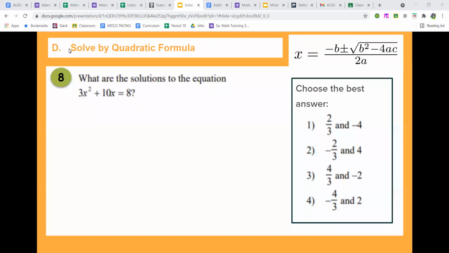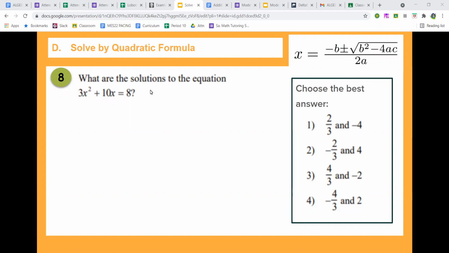For problem number 8, we're going to be solving using the quadratic formula. The quadratic formula is provided to you on the Regents exam. It is on a formula sheet, usually attached to the last page of the workbook that you're given to complete your problem solving. So I've provided the quadratic formula here.